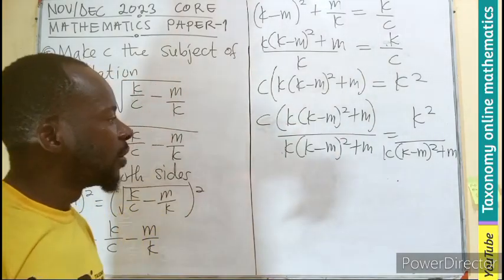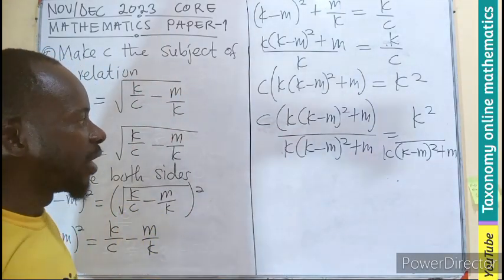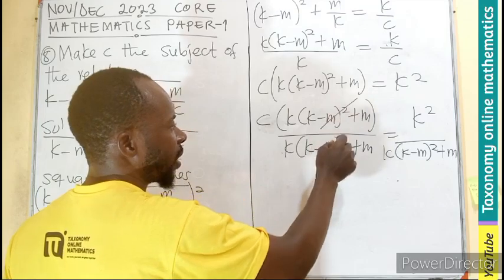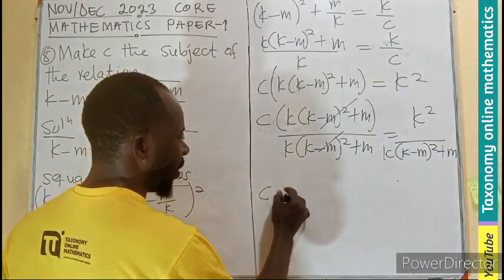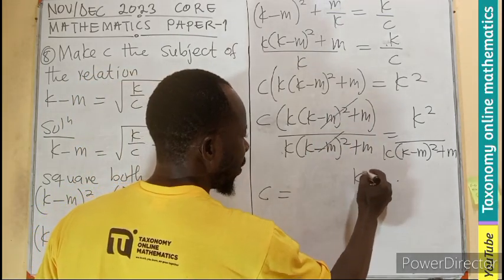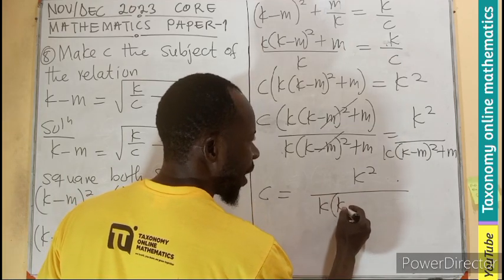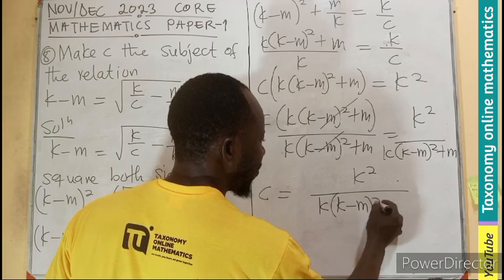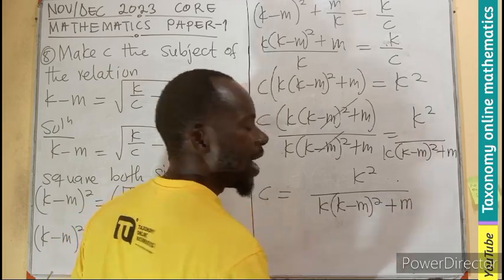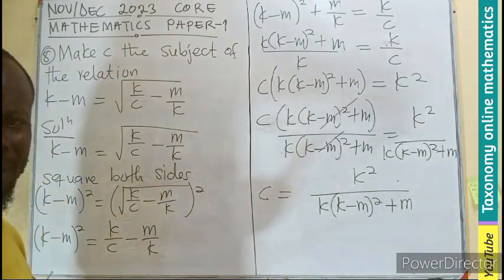Alright. Even though I think the board has to be expanded a bit, we can see that this will clear this, making C equals K squared divided by K minus M squared plus M. I believe you get the concept.